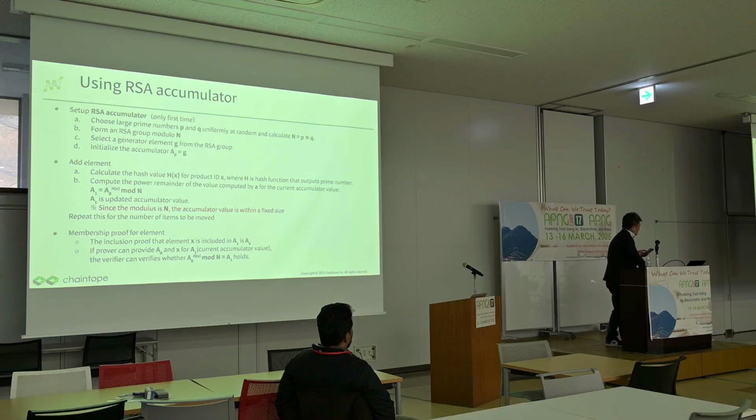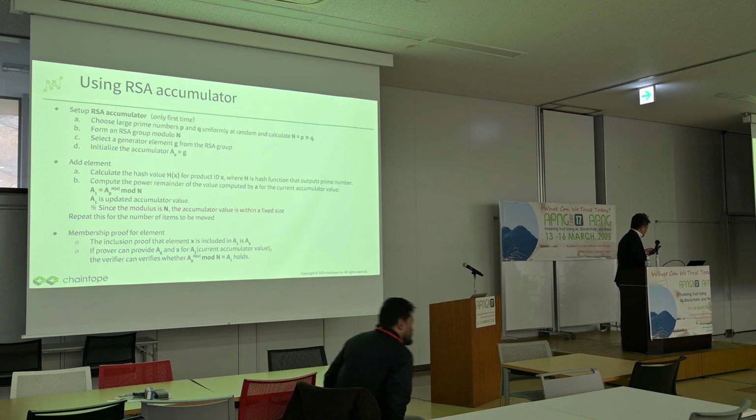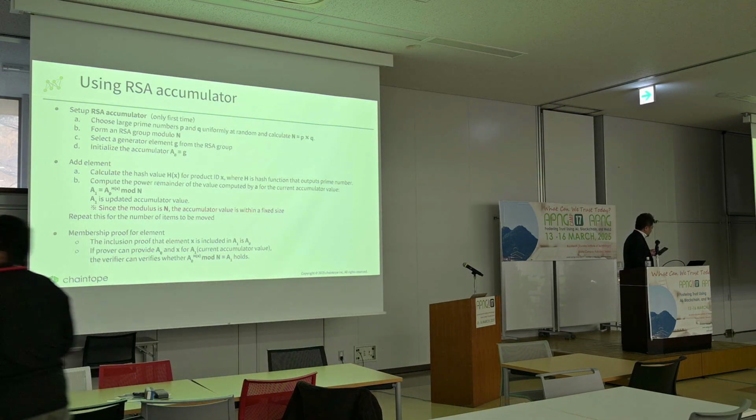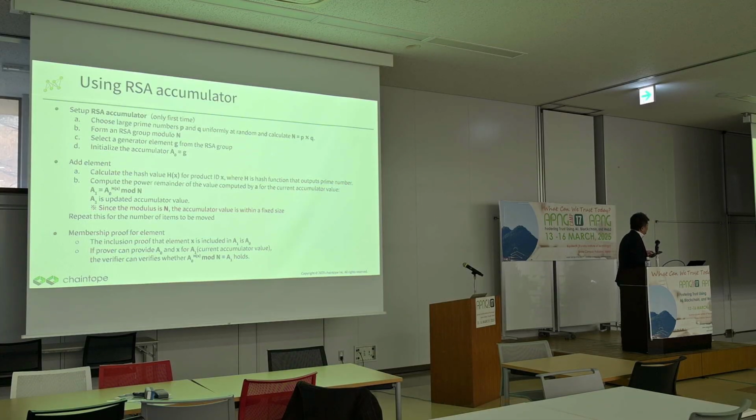But using cryptography, we can reduce the burden on the blockchain layer. So we use the accumulator that uses the RSA trick. By introducing the RSA accumulator, the product information recorded on the blockchain can be compressed to a fixed size. First, initialize the RSA accumulator. This only needs to be done once at the beginning.